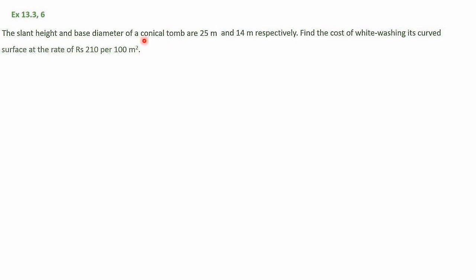So here, what is important is the shape of the structure, which is conical. The slant height and diameter are 25 meter and 14 meter respectively. Find the cost of whitewashing its curved surface at the rate of rupees 210 per meter square. Let's visualize the shape, it is conical. Diameter of the base is given as 14 meter and the slant height is 25 meter. Find the cost of whitewashing its curved surface, meaning curved surface area.